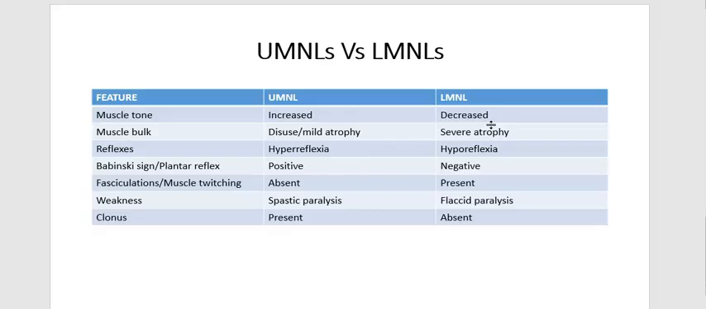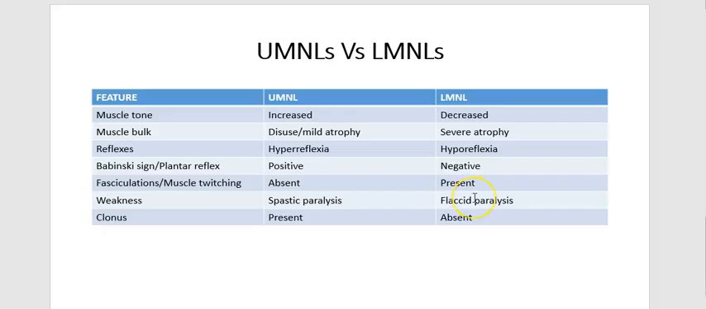Lower motor neuron lesions is basically the opposite of everything that we did under upper motor neuron lesions. So you see decreased muscle tone, severe atrophy. Remember here we said mild to no atrophy, but here there's severe atrophy. Okay, there's hyporeflexia or decreased reflexes, a negative Babinski sign. Okay, positive fasciculations or muscle twitchings.